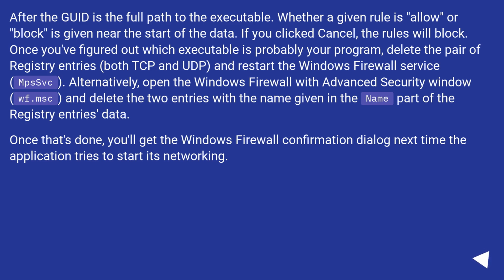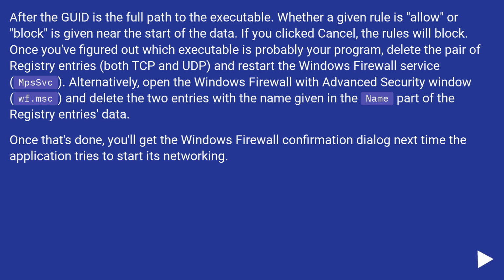After that is the full path to the executable. Whether a given rule is allow or block is given near the start of the data. If you clicked cancel, the rules will block. Once you've figured out which executable is probably your program, delete the pair of registry entries, both TCP and UDP, and restart the Windows Firewall service, MpsSvc.